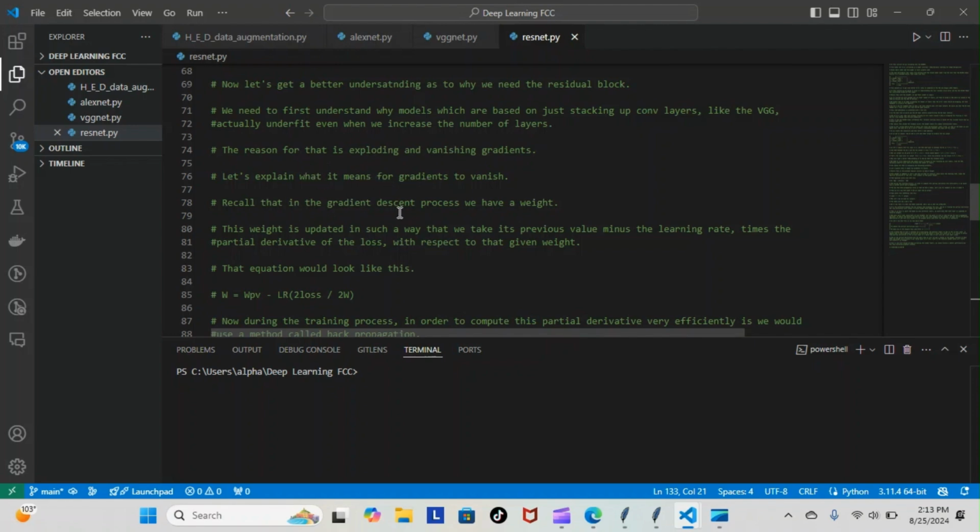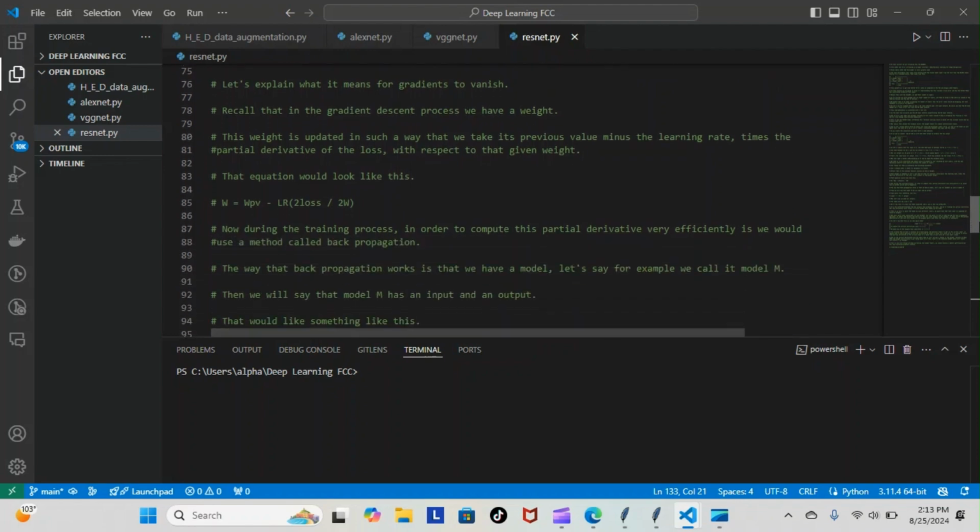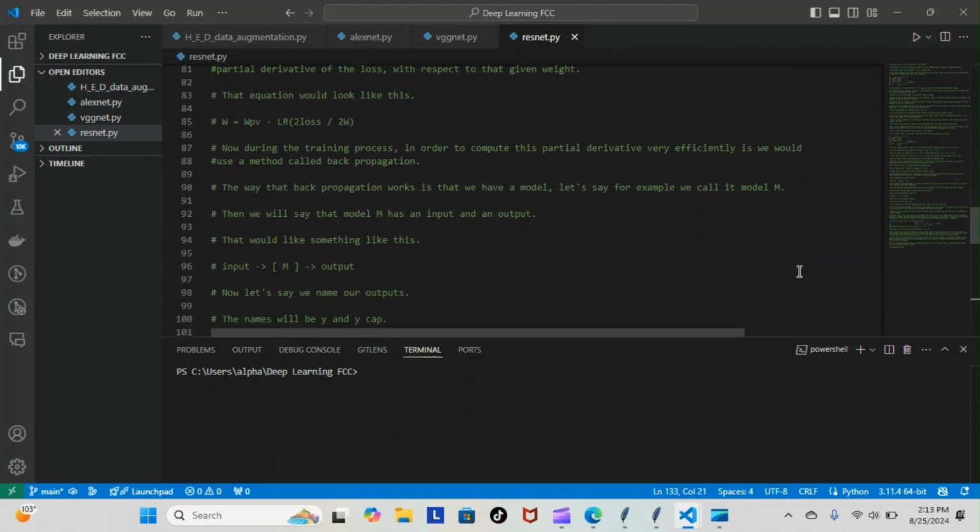Recall that in the gradient descent process, we have a weight. This weight is updated in such a way that we take its previous value minus the learning rate times the partial derivative of the loss with respect to the given weight. That equation will look like this. You can see here we have the weight equals the weight with the previous value, take away the learning rate, multiplied by the partial derivative of the loss with respect to the weight. Move down some.